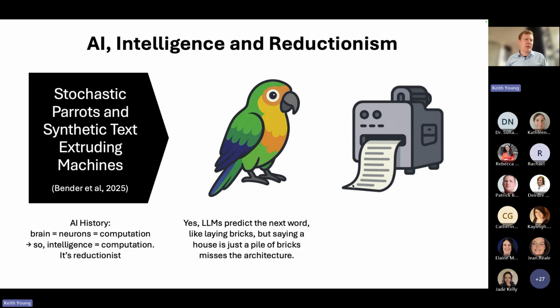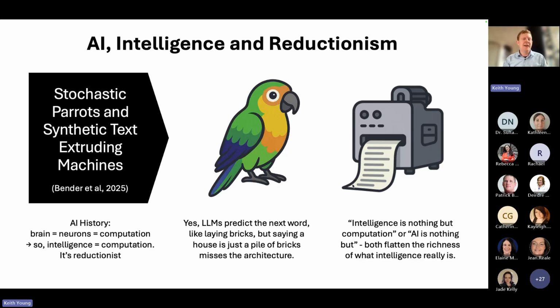Ilkka Tuomi talked about this on LinkedIn, and I thank him for this, because it's a way that I've been thinking about this for a while, and I haven't been sure how to communicate, and he did so well. But it's this idea that intelligence is nothing but, and AI is nothing but. Both of them flatten the richness of what intelligence could really be, whether that is human or artificial. And I want to make that point because people say that these models can do nothing, and it is simply not true.